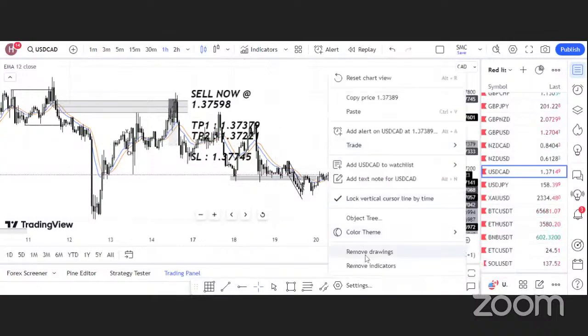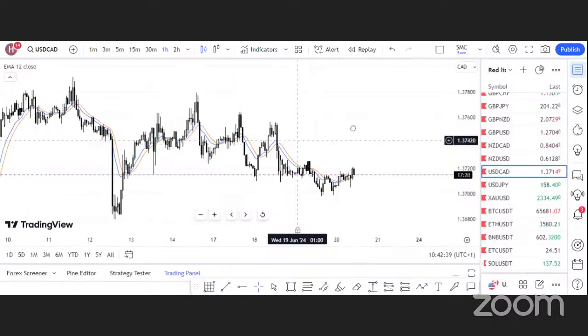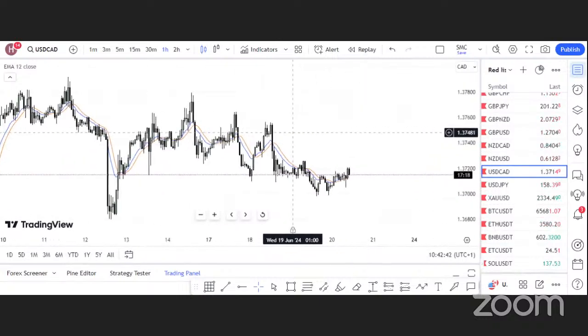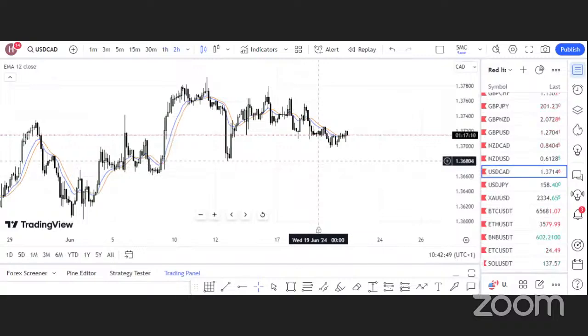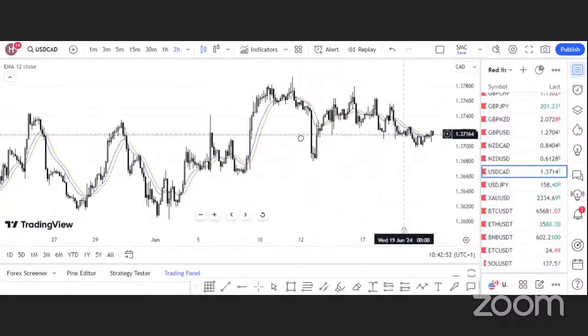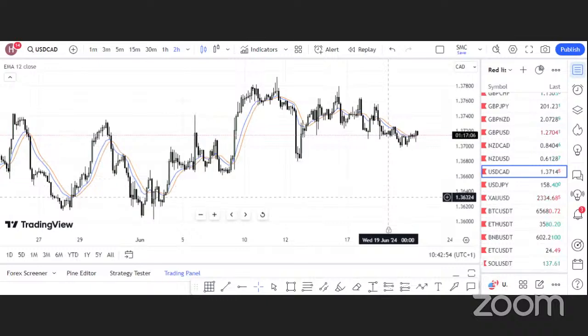Okay, so let's delete everything here and make a fresh analysis. So this is the 1 hour time frame, and on the 1 hour time frame, let's go to the 2 hour time frame. I want to see things better. All right, so this is an uptrend market. From here to this level, it's an uptrend, and the market hasn't gone against any of the market trend.